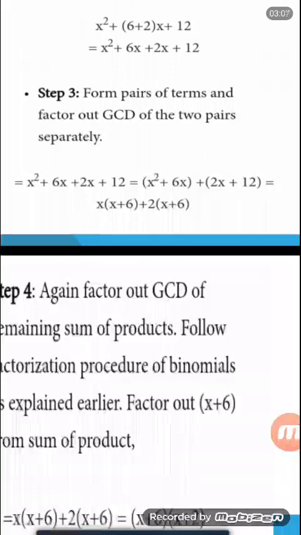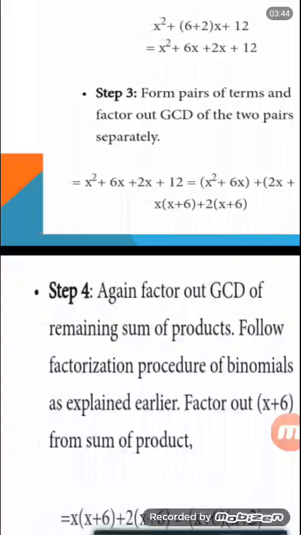X square plus 6x plus 2x plus 12. Like terms, we separate two terms and then separate another two terms. We make pair of two terms. First two terms x square plus 6x, and second two terms 2x plus 12 is equal to, we take common x from first two terms, x into x plus 6. Then we take 2 common from 2x plus 12. We get 2 common bracket x plus 6.